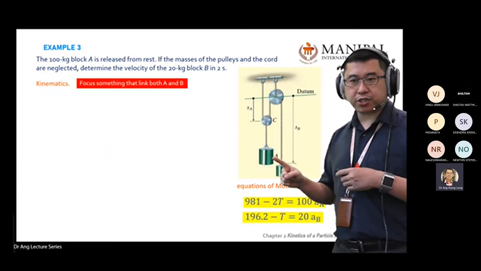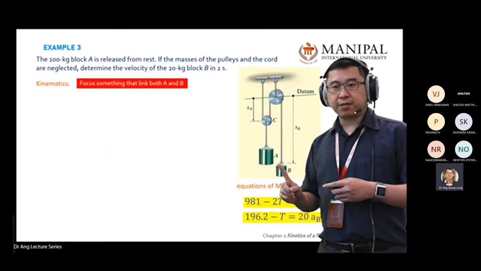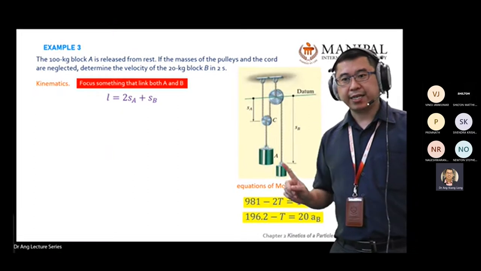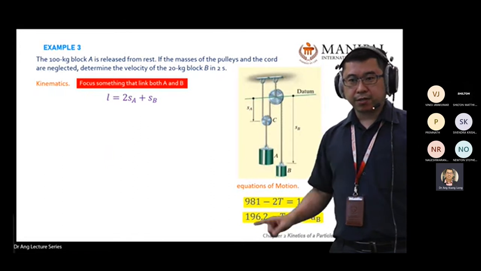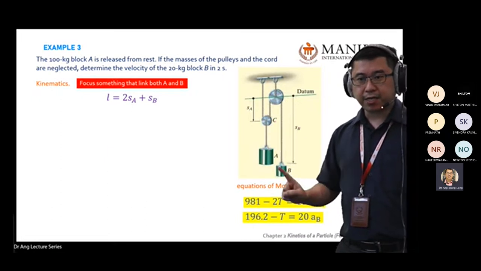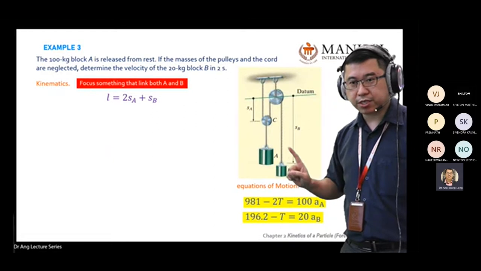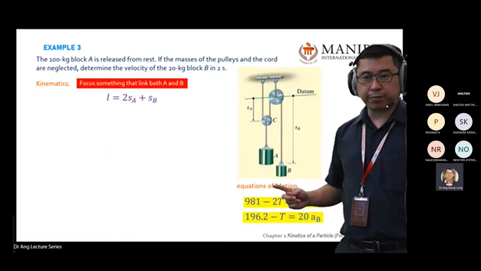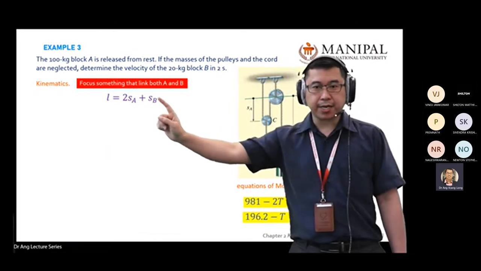Now we focus on the relationship between A and B under the pulley situation. The only thing that links A and B is the cable. How do you link the cable? By the total length that links A and B. So what is the total length of this cable? We take S_A plus S_A plus S_B. You get the total length, right? Get this equation. Total length of the cable, because the total length does not change throughout the process. No matter how you let go, how you push the two objects, the length of the cable is always the same. So you can use this equation, L equal to 2S_A plus S_B.